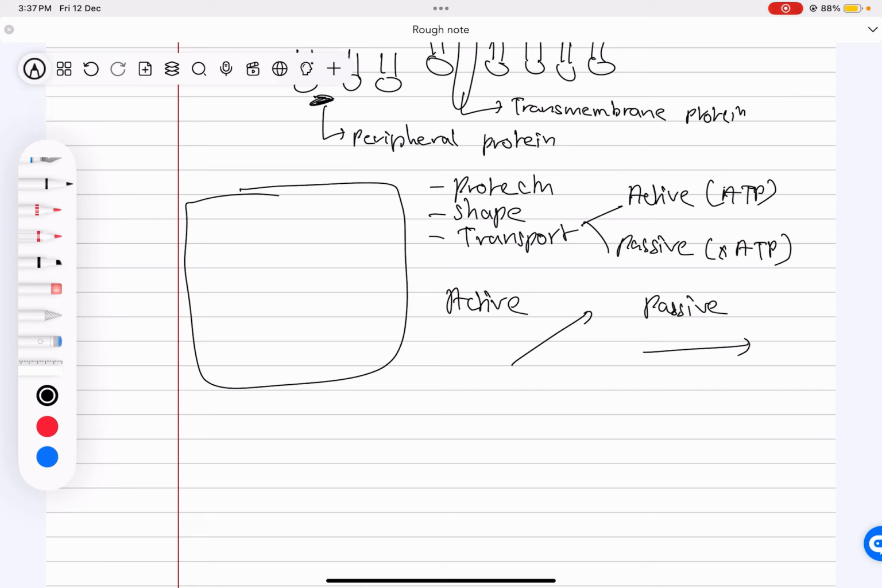Then I want to introduce you to some words like endocytosis and exocytosis. Endo means in, so the substances are moving into the cell. Exo means out, so substances are moving out of the cell.